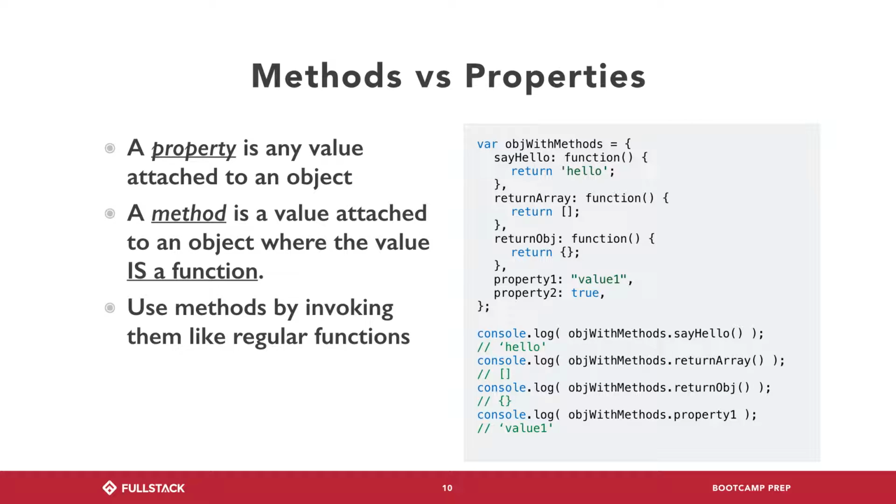Yeah. So in this case, how should I say this? Properties and methods are pretty much like, so a property is something that you can access on an object, and a method is a property that happens to be a function.